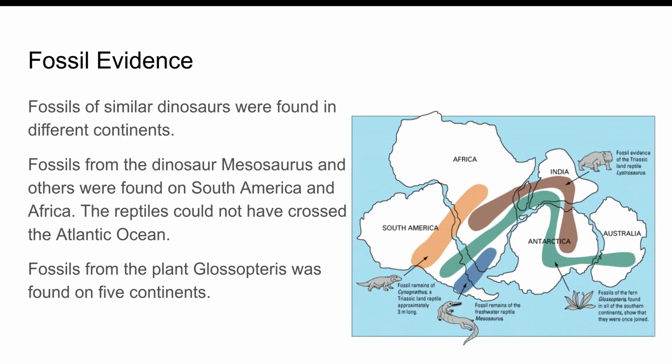Fossil evidence. We have fossils of the exact same creatures spanning different continents, and these creatures could not have possibly swum across the oceans as they are today. Also, plants. Fossil evidence of the same plants on different continents, and we know they're not swimming, and so that gives rise to the idea that these organisms lived in areas that were once touching.